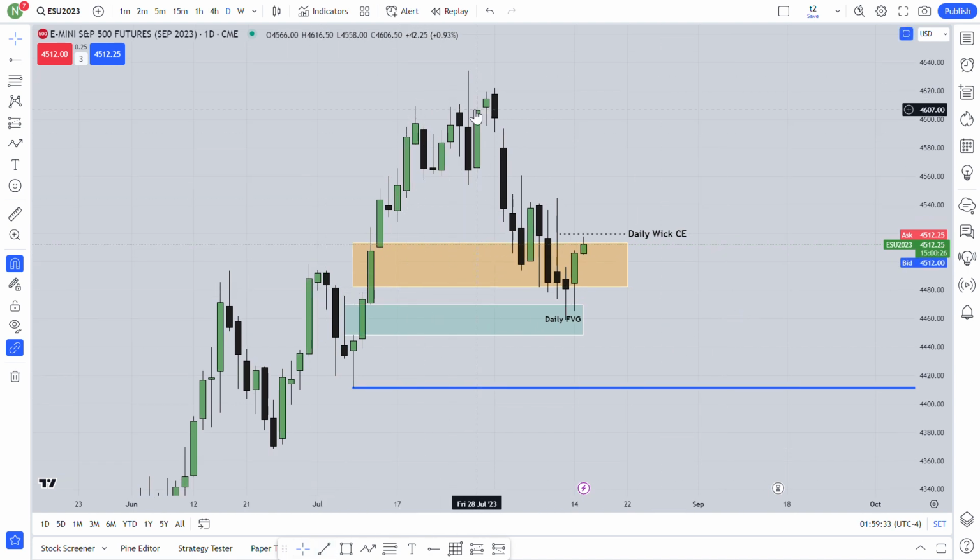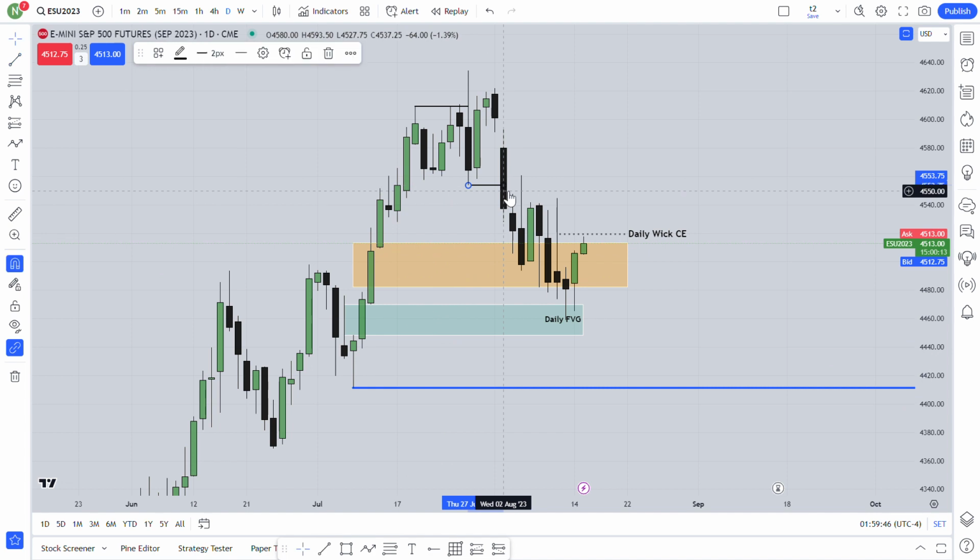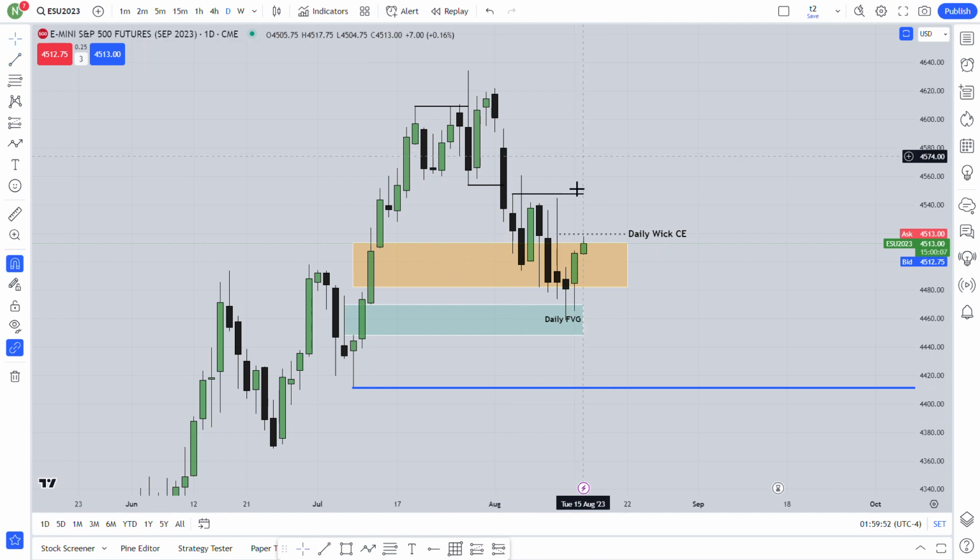You see this high is taken, so all the sell side liquidity has been grabbed from there. This week it has taken all the liquidity, then there was a market structure shift lower in the daily chart. This is the shift in market structure. Fair value gap tapped, then market came lower.